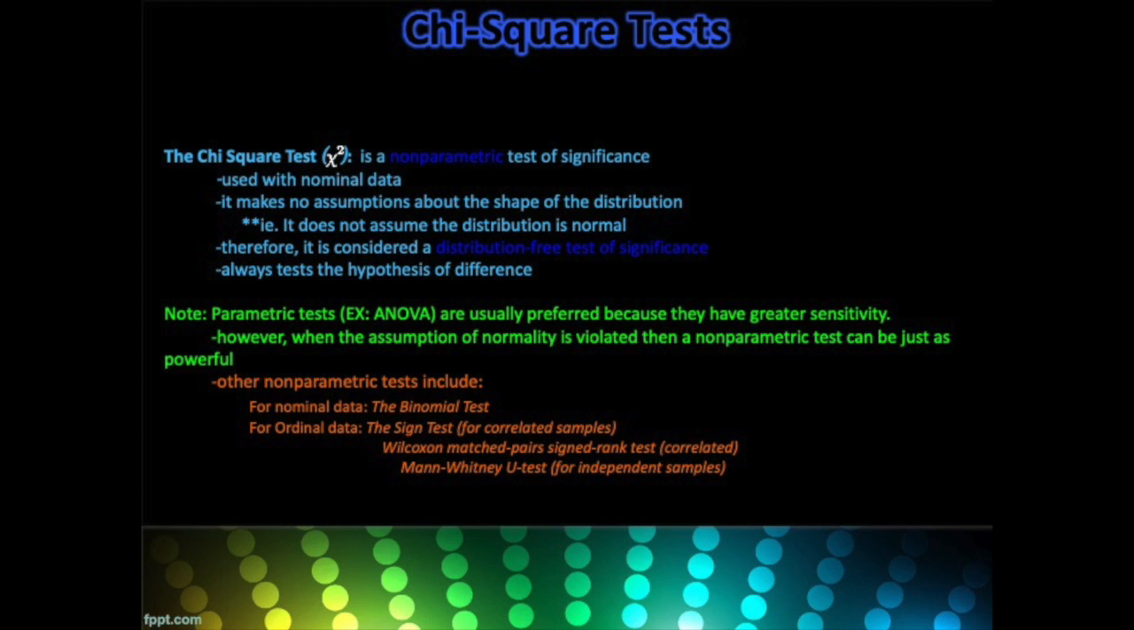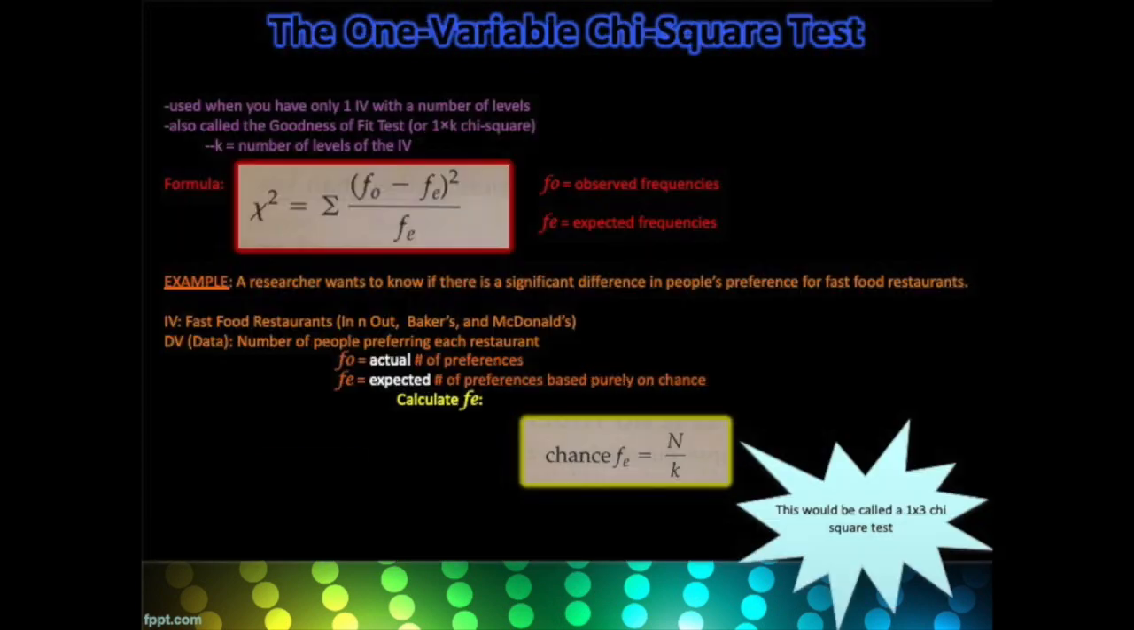So if you had nominal data, you could do a binomial test. And then if you had ordinal data, you could do the sign test or the Wilcoxon test or the Mann-Whitney test. So just depending on the type of data you have and the shape of your distribution, there are a lot of different tests that are available to us as statisticians.